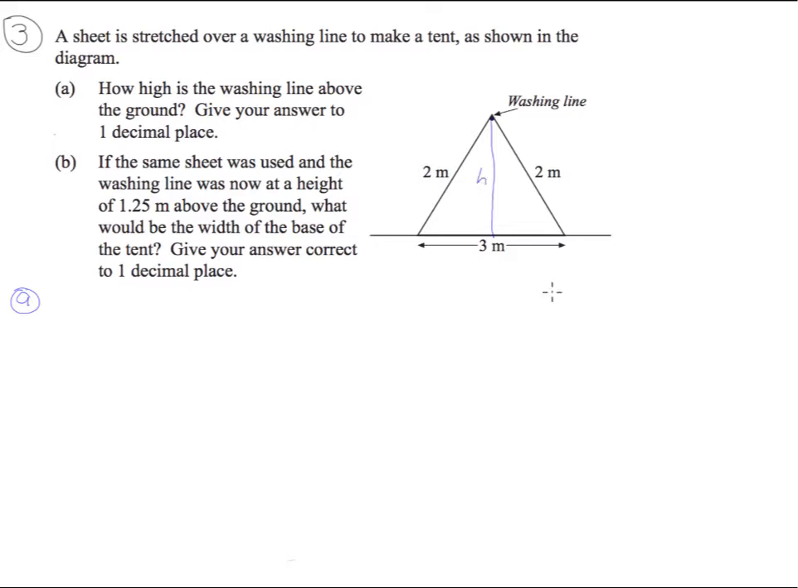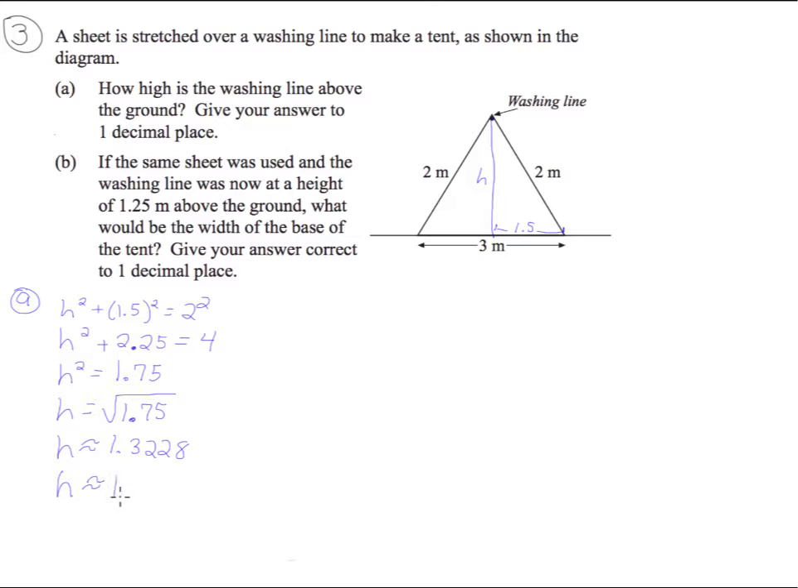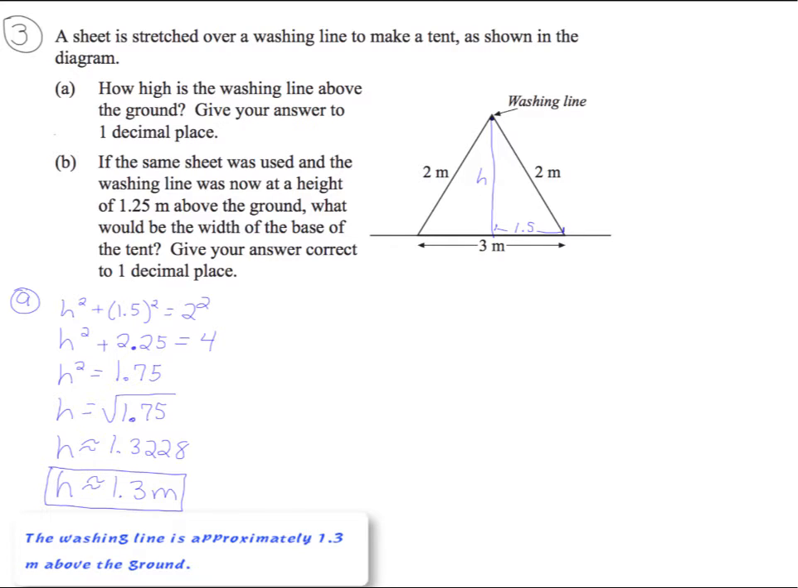So I know that by drawing that altitude down, I formed a right triangle. When I form this right triangle, I bisect this third side, because this is an isosceles triangle, so that third side is 1.5 meters long, and I can use our Pythagorean theorem to solve for h. So h is equal to the square root of 1.75. Using our calculator, that is approximately 1.3 meters high. So in sentence form, I could write that the washing line is approximately 1.3 meters above the ground.